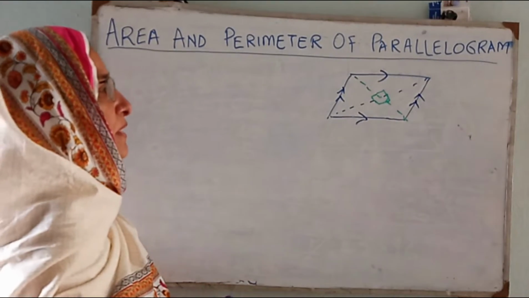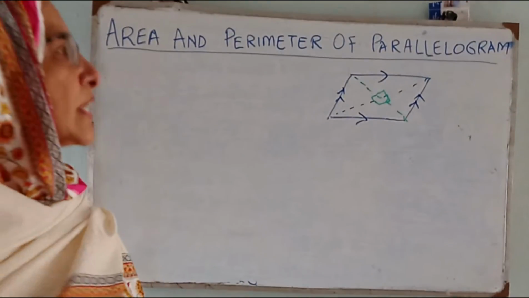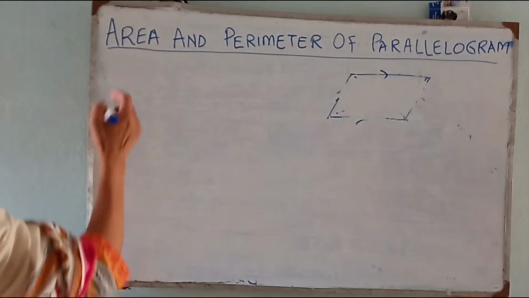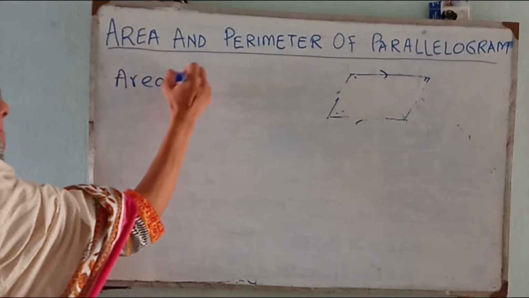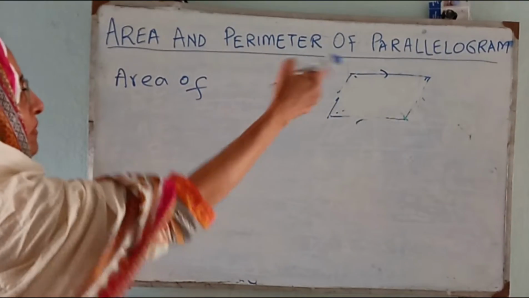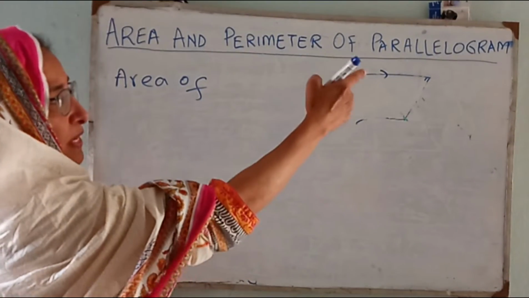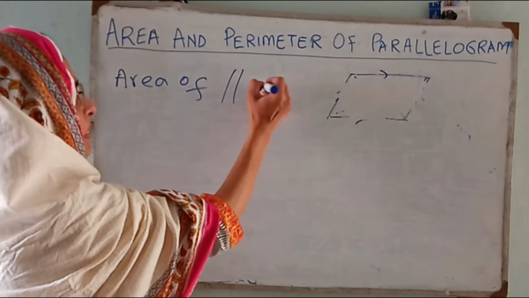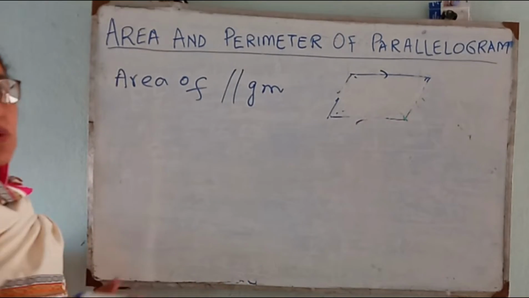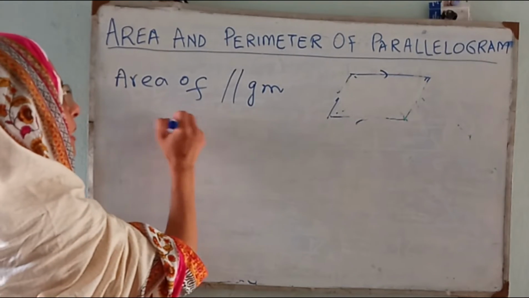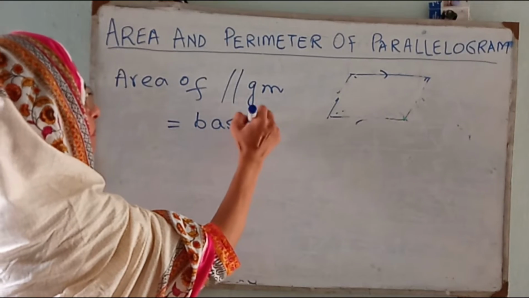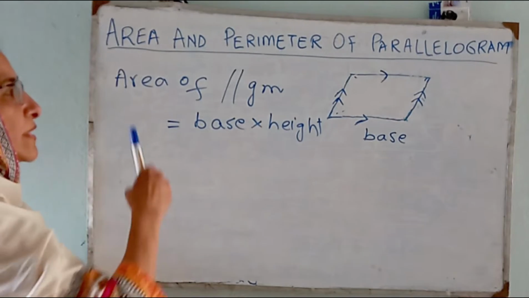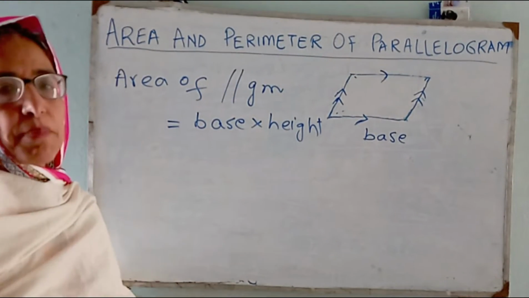Now, for example, in this parallelogram, the formula for the area of a parallelogram is, instead of writing parallelogram, it's a very big name, you can use the symbol for parallelogram. The area of a parallelogram is base multiplied by height. So when we are talking about the area of a parallelogram, it is base multiplied by height.